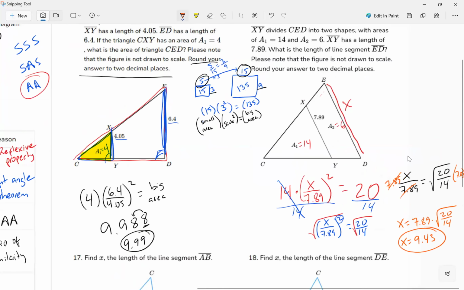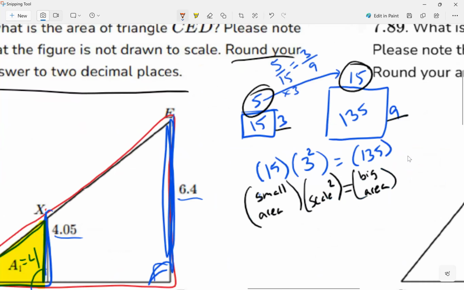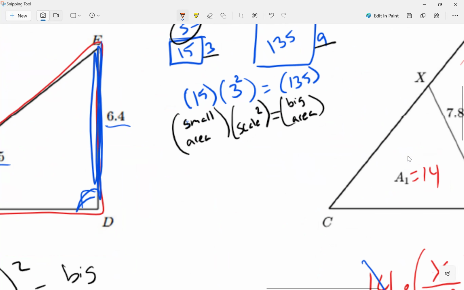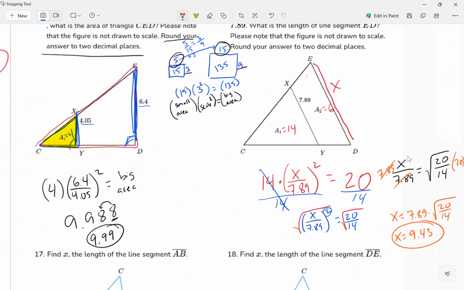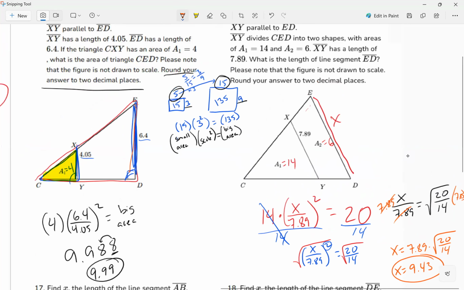Okay, that's all I wanted to work. So today, what are you guys expecting? Again, the proofs were just for us to remember how to do proofs. You guys are going to be looking at small area. Let me come back to our formula that we came out with earlier. Small area times the scale squared is equal to big area, the big triangle. And then the scale, remember, I divided two corresponding sides. On question number 15, 6.4 divided by 4.05. Question number 16, it was x divided by 7.89. Okay, there you go.